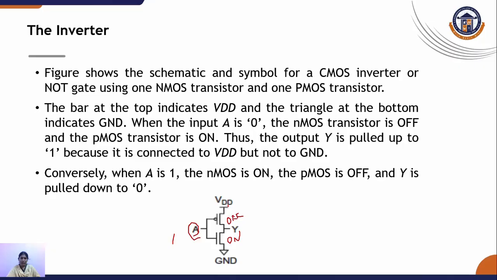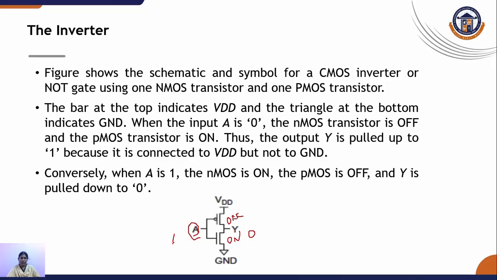There is no path from VDD to output. So automatically, when we are giving A value equal to 1, the output equals 0, because Y is connected through the NMOS transistor switch to ground. Automatically 0. Now I will verify the inverter logic, that is NOT gate logic.